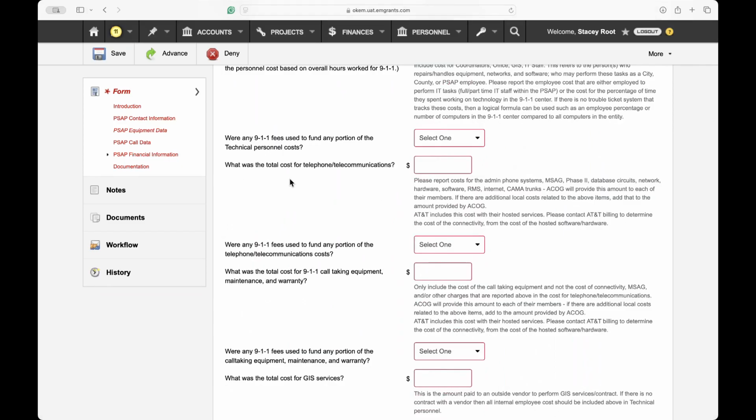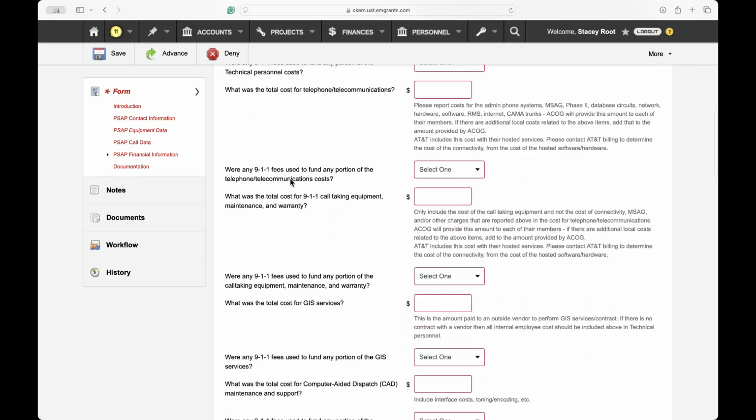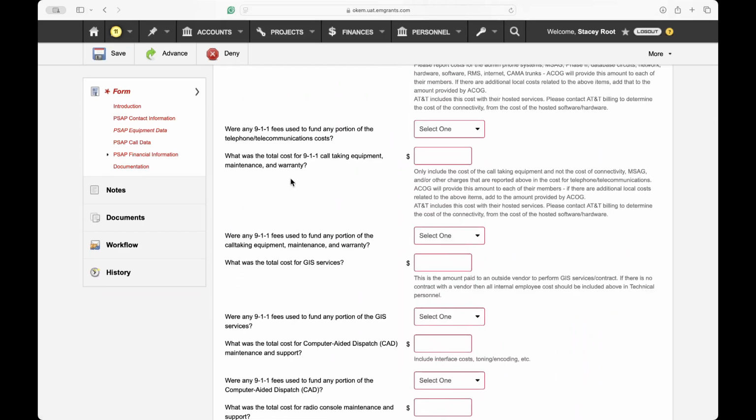The one right below that is your call taking equipment, maintenance and warranty. So this is specific to that call taking equipment, not the connectivity, not the trunk lines, not the database costs and things like that. It's the actual equipment and maintenance and warranty. Now, if you're a current AT&T customer, you're going to get a bill typically that is not broken out. You need to call AT&T and make sure that they break out what is your leased hosted cost versus the trunk line costs and things like that. And hopefully most of you have done that, because this is not uncommon for what we've seen over the years.